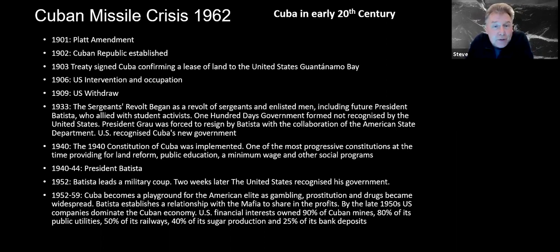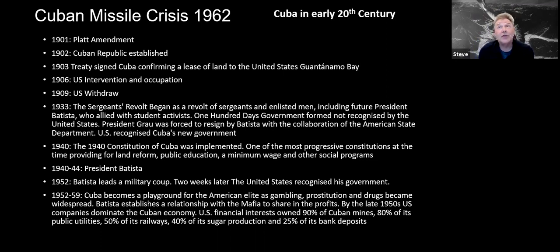In 1940, the Constitution was implemented, and it was one of the most progressive constitutions at the time: land reform, public education, minimum wage, and other social programs. And then Batista, who had been one of the sergeants and had made himself the head of the armed forces, actually ran for president, and he succeeded. So he was president for 4 years and then decided he was going to live in the USA.